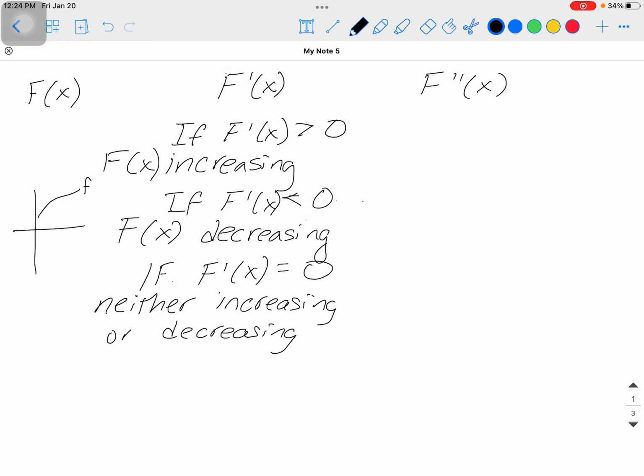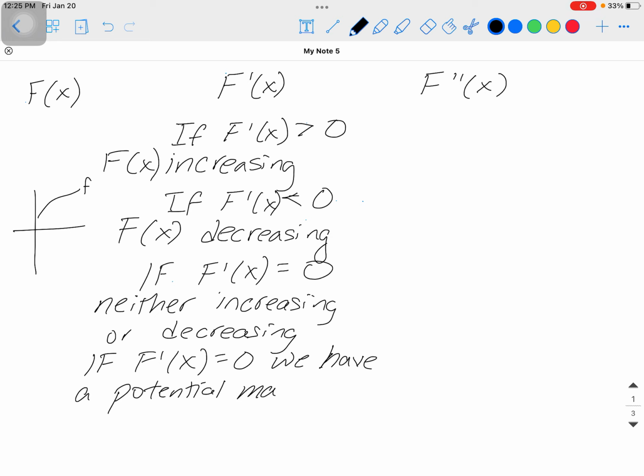And this is going to lead to some other conclusions. The main one being that if f prime of x is in fact a 0, we have a potential maximum or minimum.